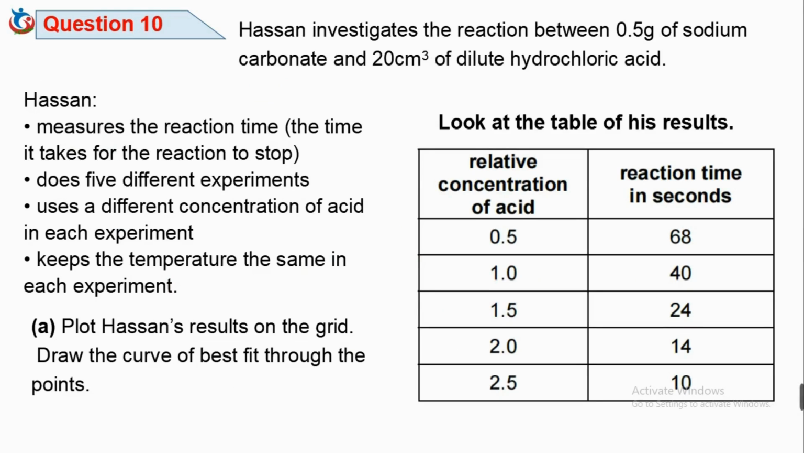Question 10. Azan investigates the reaction between 0.5 gram of sodium carbonate and 20 cm³ of dilute hydrochloric acid. Azan measures the reaction time, the time it takes for the reaction to stop. He did 5 different experiments, uses a different concentration of acid in each experiment, keeps the temperature the same in each experiment. The results of the experiment are shown in the table. Question 10a. Plot Azan's results on the grid. Draw the curve of best fit through the points.